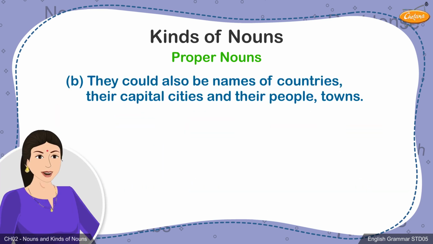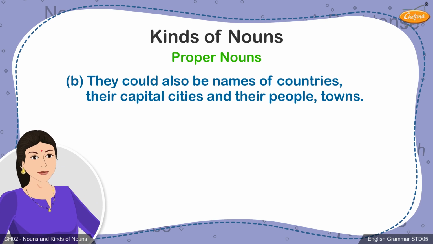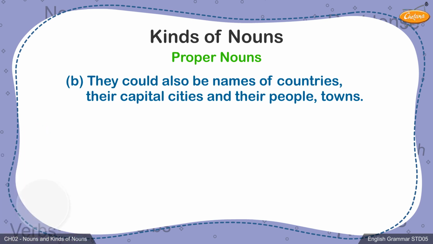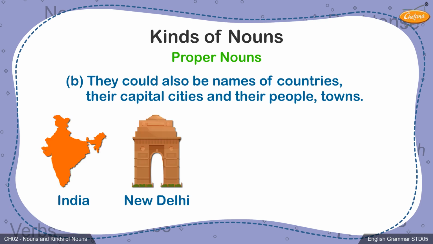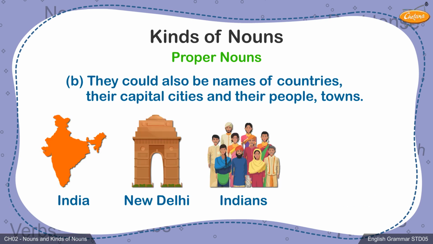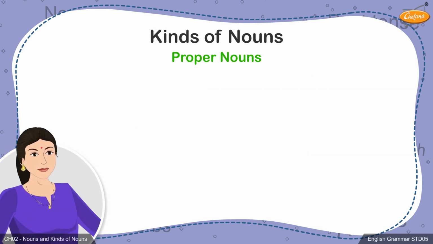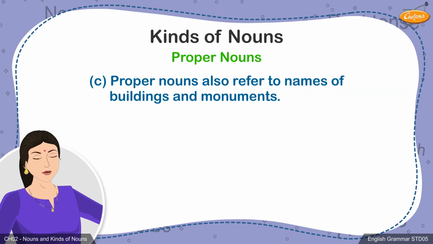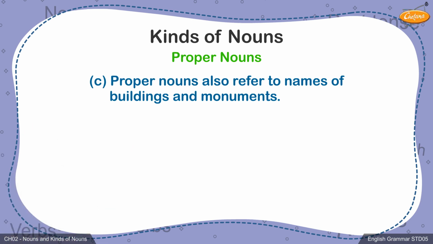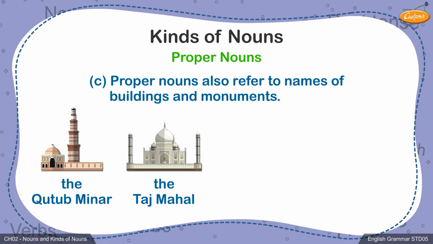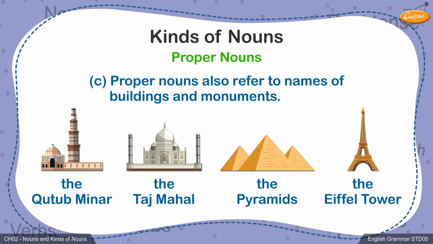B. They could also be names of countries, their capital cities, and their people, towns. For example, India, New Delhi, Indians, Amravati. C. Proper nouns also refer to names of buildings and monuments. For example, the Qutub Minar, the Taj Mahal, the pyramids, the Eiffel Tower.